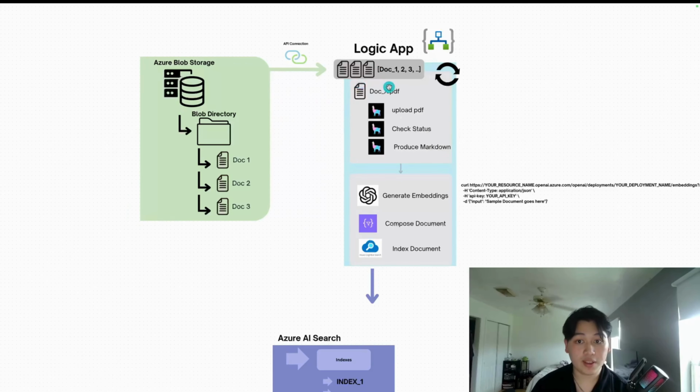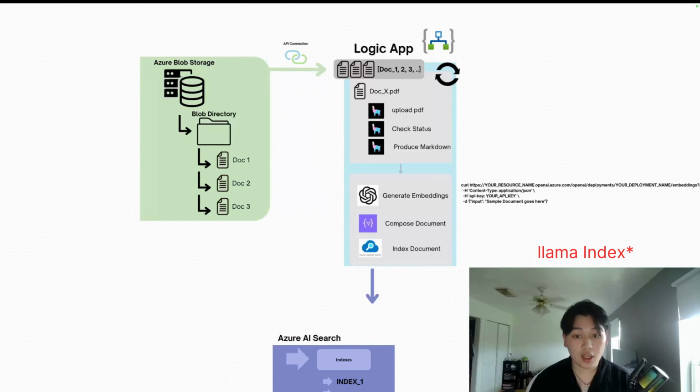And in each loop, we're going to take a document. In this case, the first document here, we are going to use an API service called LlamaParse to upload this PDF. We're going to check if the status was successful, and once it is, we are going to produce markdown. This markdown will be used when we compose a document.